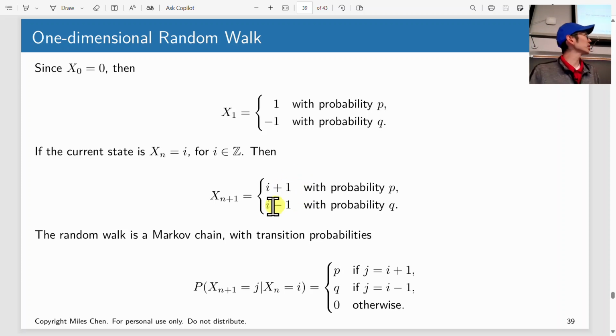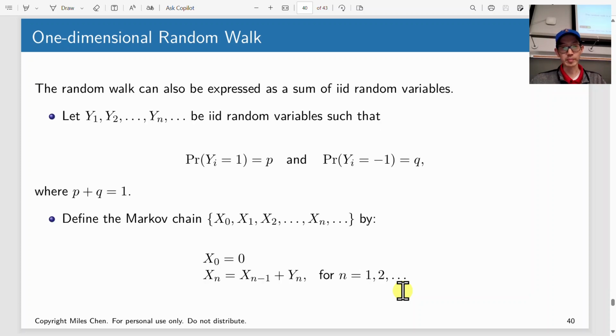So we can go to i plus 1 or i minus 1, and this is a Markov chain with transition probabilities. If you're currently at i, then ending up at j, j is i plus 1 with probability p, or j is i minus 1 with probability q, and zero otherwise. Now we can't draw a probability matrix because our state space goes from negative infinity to positive infinity, but we have the transition probability rule that we can handle.